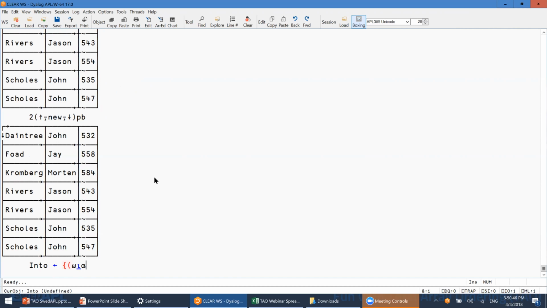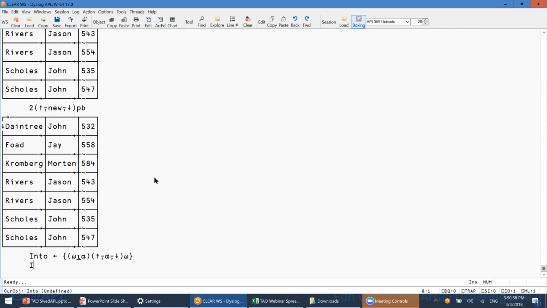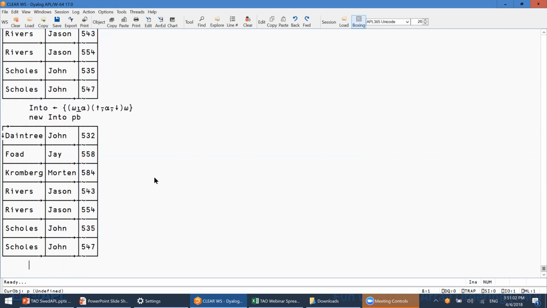So first we find the index, and then we insert it into the argument here. So now we can do new into the phone book. Works like this. What happens if we wanted to do multiple new entries? It wouldn't work. You can't take on different levels at the same level.